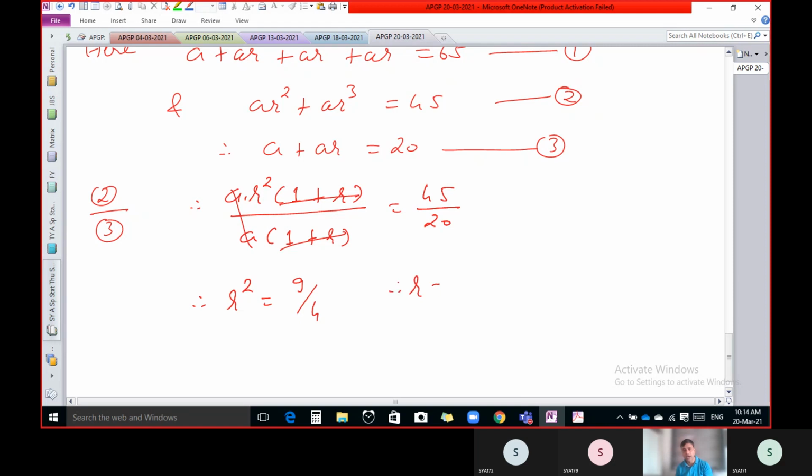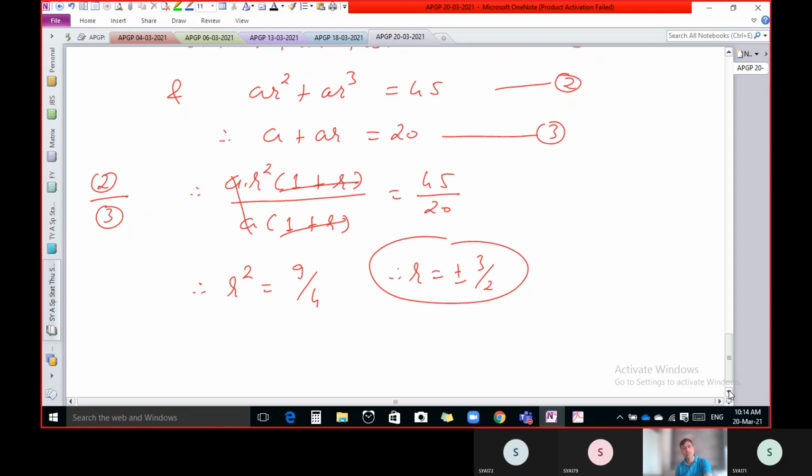So you will get r equal to plus or minus 3 by 2. Take its square root, so we get 3 by 2, but there are two answers, plus or minus. You can consider only one answer. It's okay. So taking the positive number, you can take the negative number also. Taking r equal to 3 by 2.